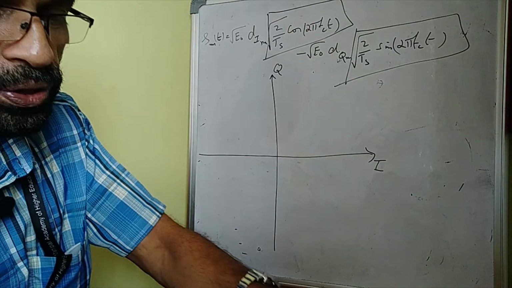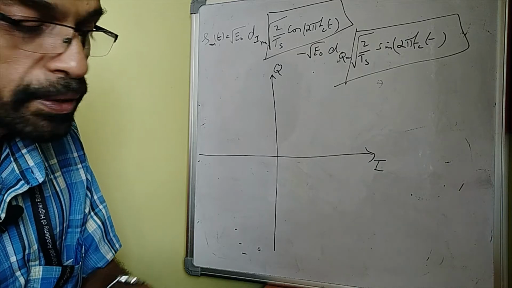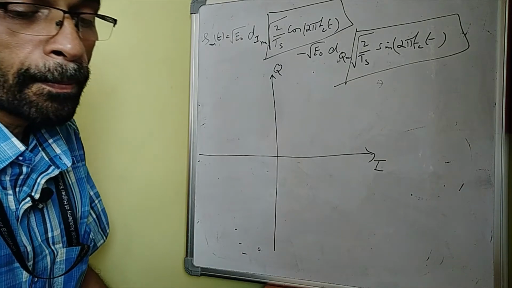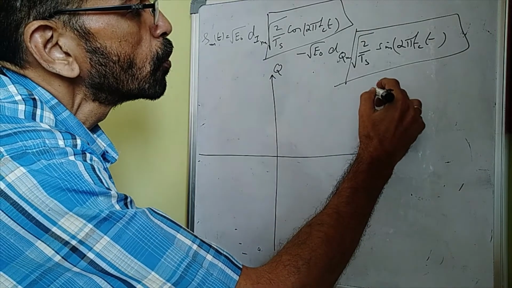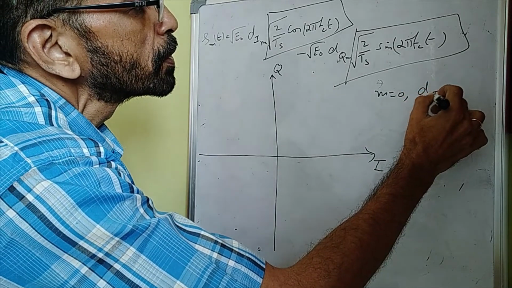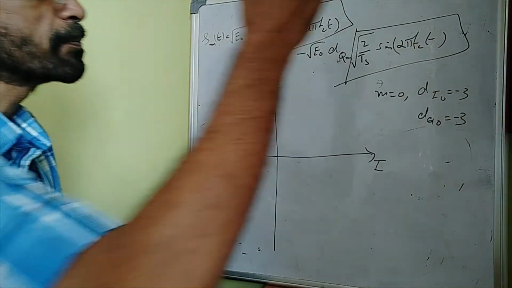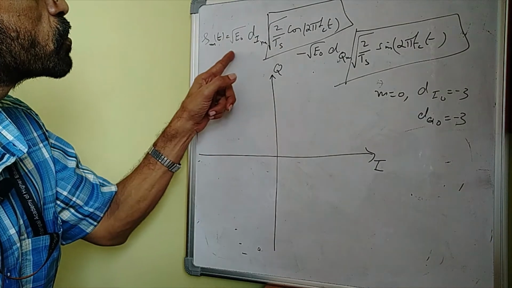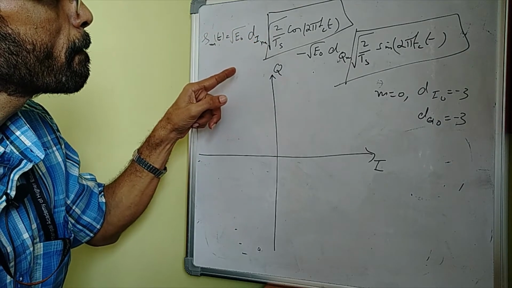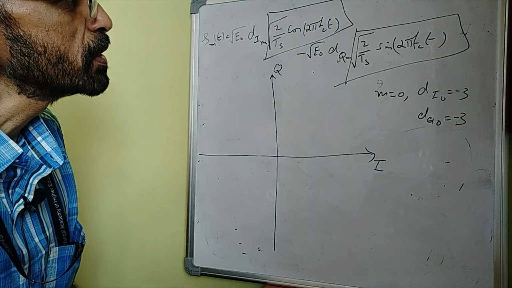So let's plot the constellation. Let's locate the signal points one by one, and we'll use the table which we had earlier. So for m0, we have di0 as minus 3, dq0 as minus 3, and hence this will be minus 3 root E naught, and this part will be 3 root E naught.